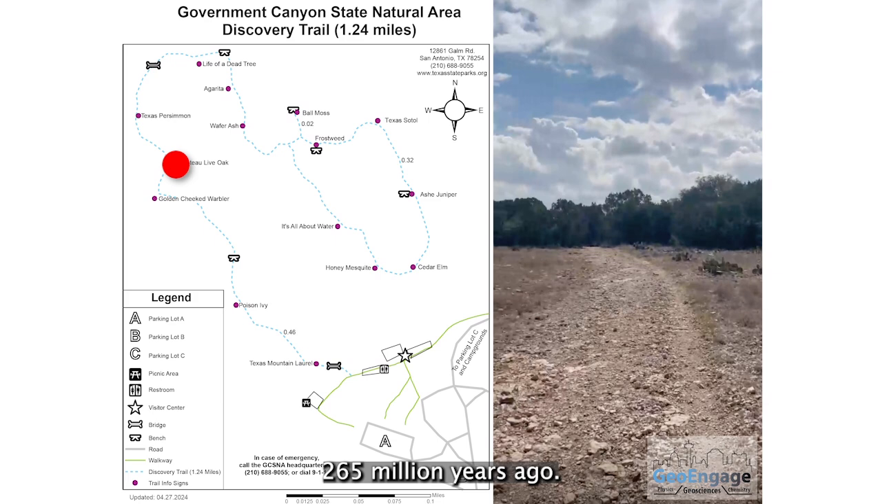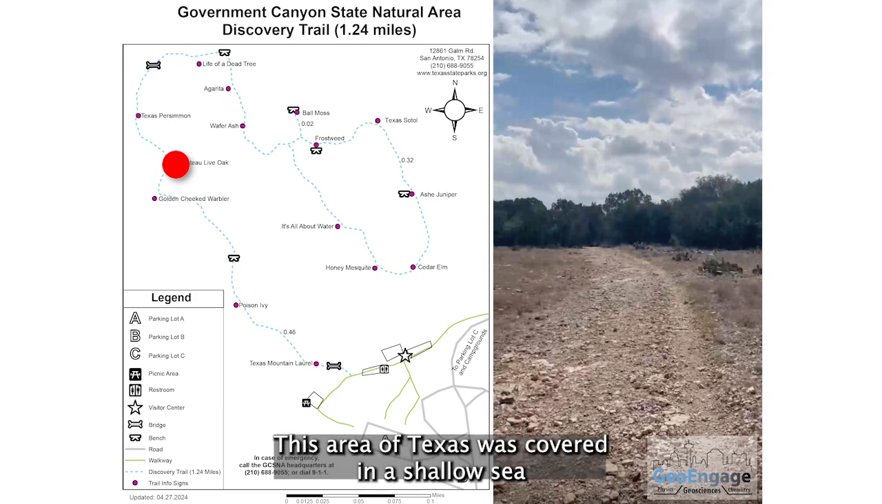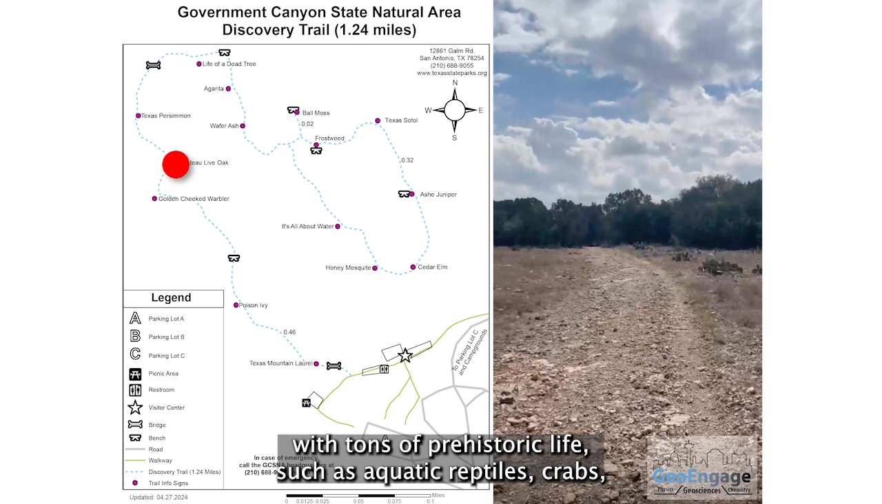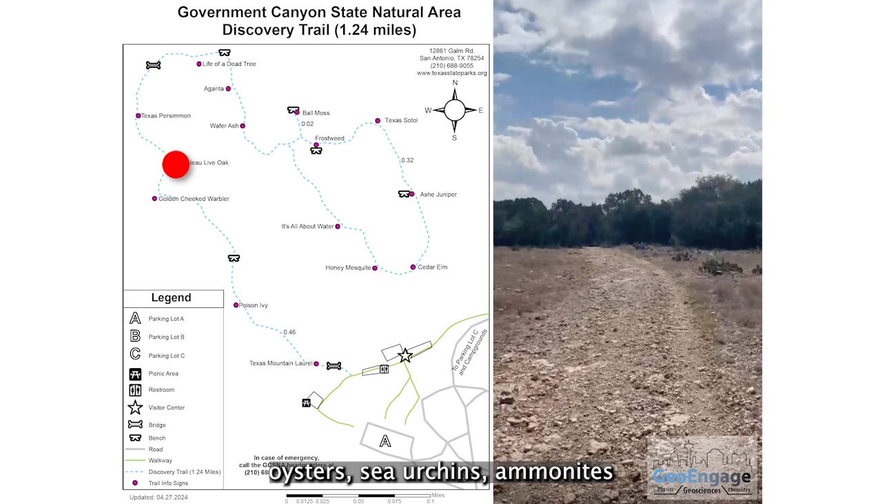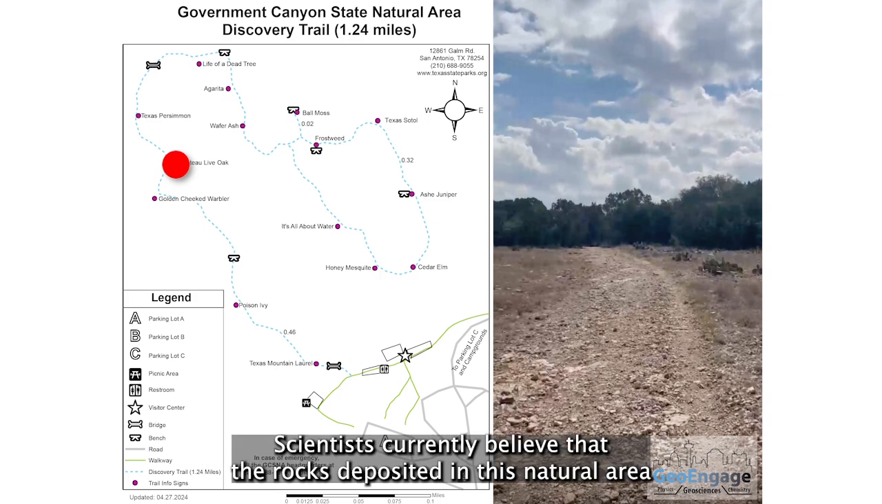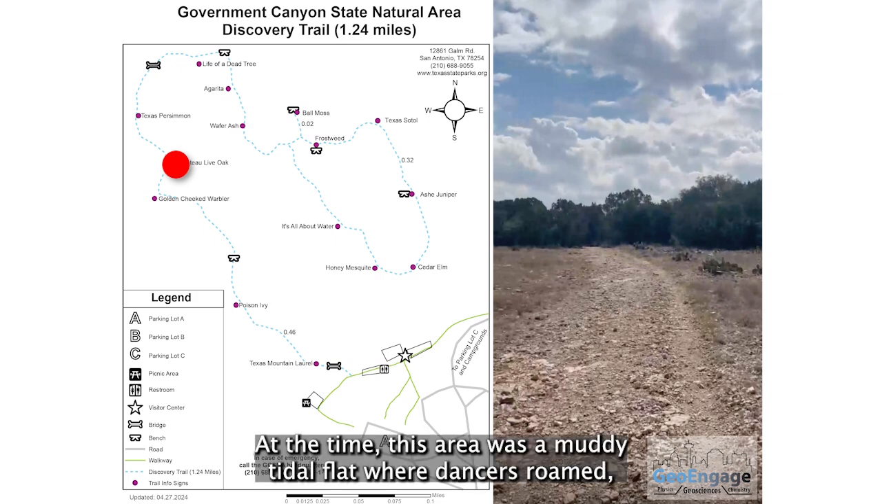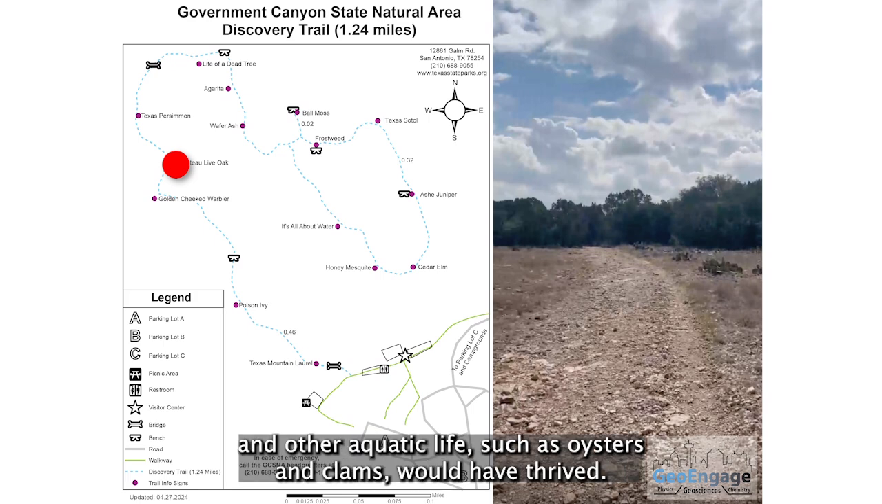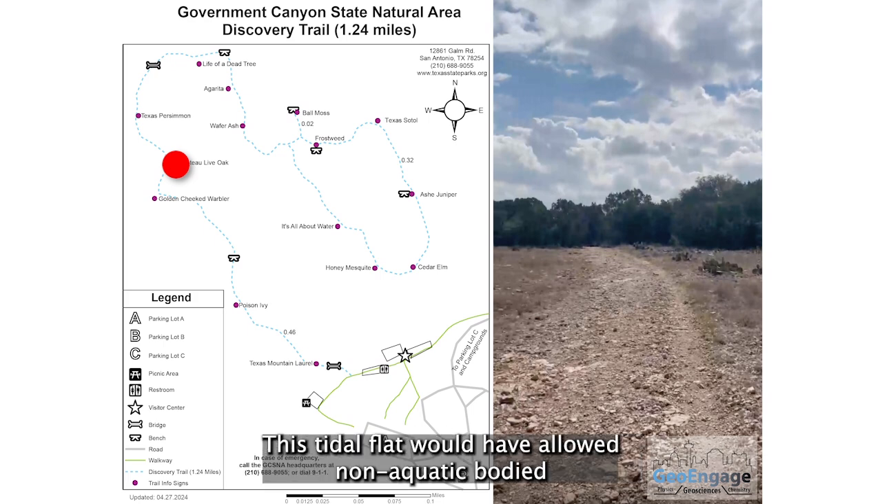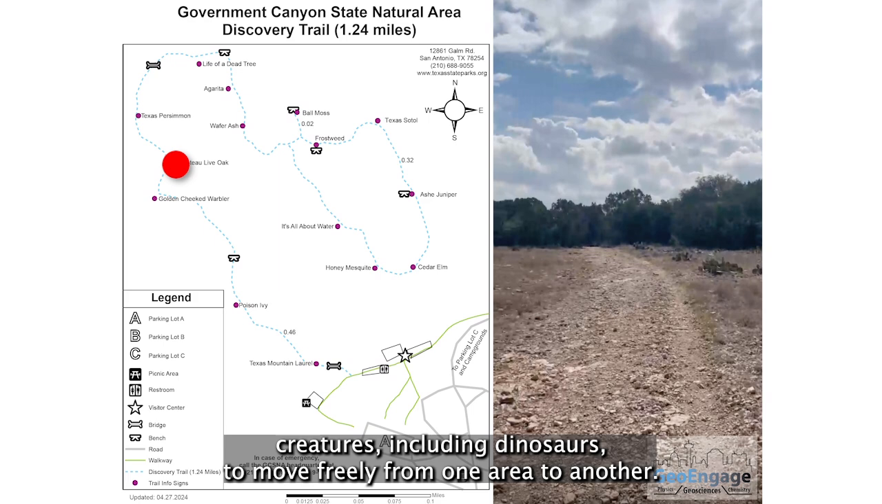265 million years ago, this area of Texas was covered in a shallow sea with tons of prehistoric life, such as aquatic reptiles, crabs, oysters, sea urchins, ammonites, and many more beautiful prehistoric fauna. Scientists currently believe that the rocks deposited in this natural area are at least 110 million years old. At the time, this area was a muddy tidal flat where dinosaurs roamed, and other aquatic sea life such as oysters and clams would have thrived.